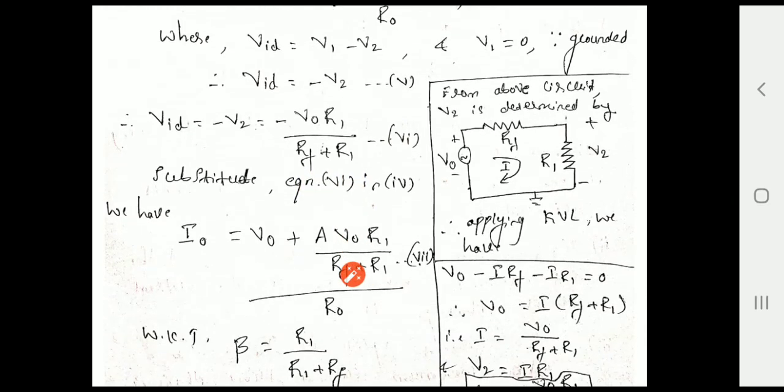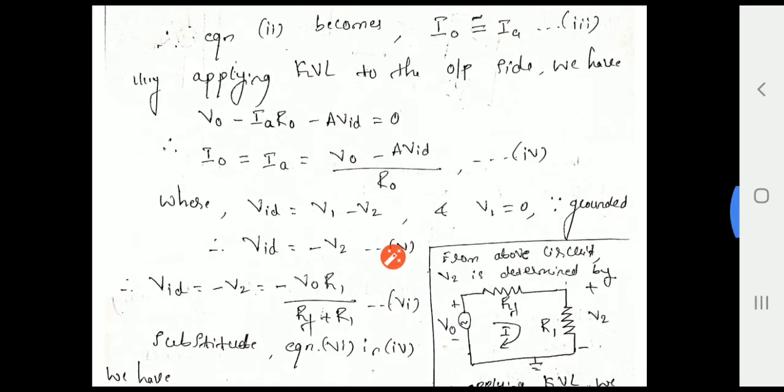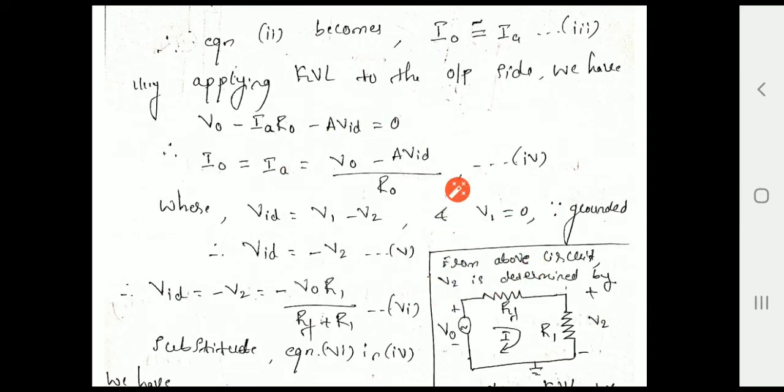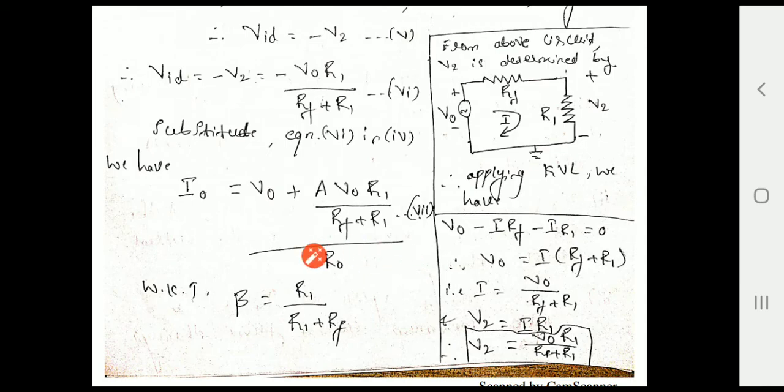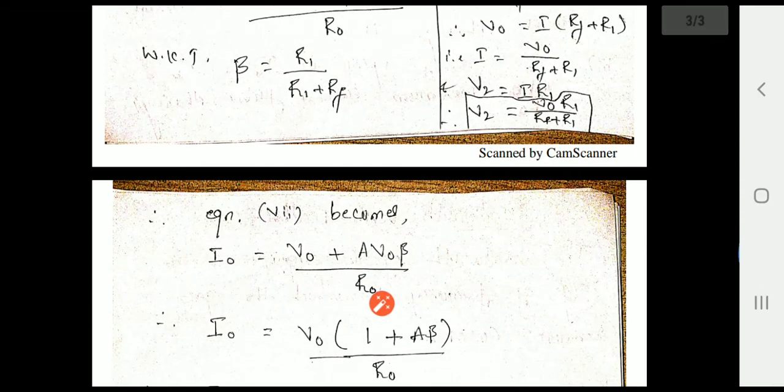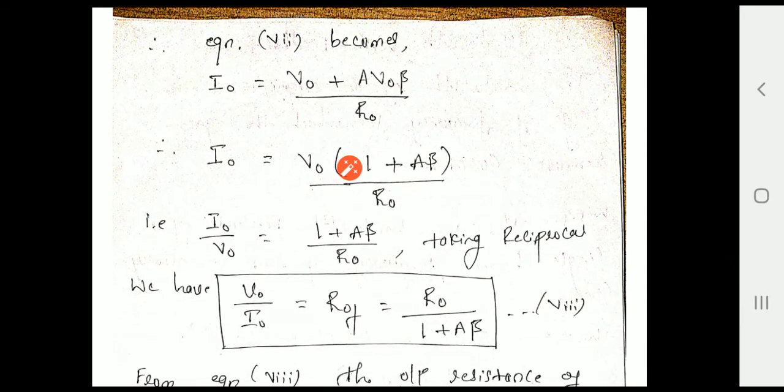Therefore, from this we can say, now substitute this equation 6 in equation 4. This is equation 4 here. If I substitute in this equation, I will get I0 equals this much. In that, I will replace R1 divided by RF plus R1 by beta, because we already know that the value of beta is R1 divided by R1 plus RF in a closed loop voltage gain of an inverting amplifier. So now this equation is reduced to I0 equals V0 plus A into V0 beta by R0, because beta is R1 divided by R1 plus RF. From this we can say that I0 equals, with V0 taken common, 1 plus A beta divided by R0.